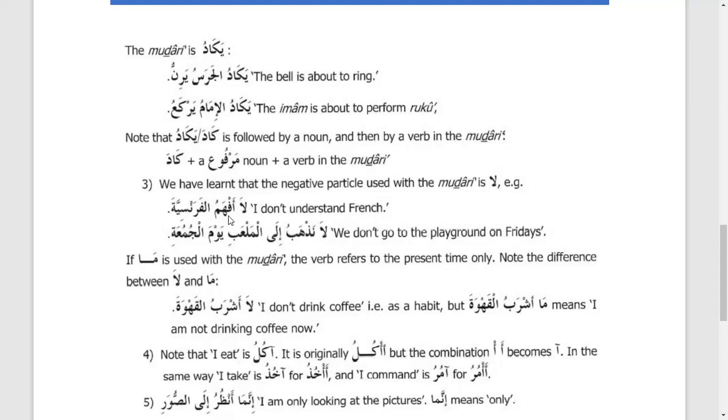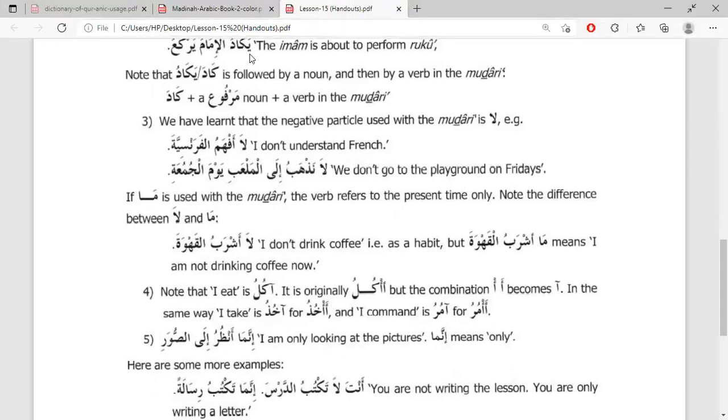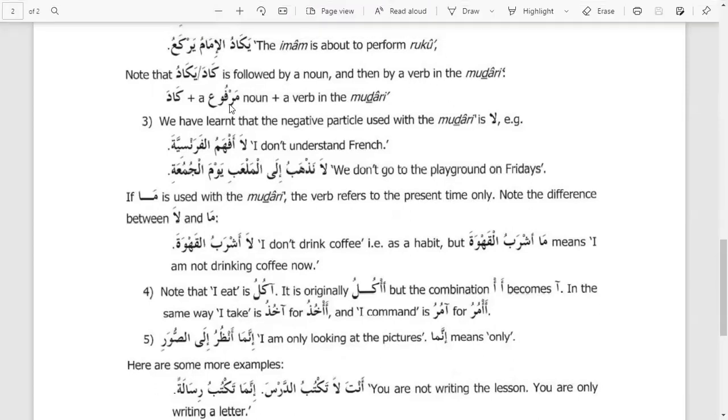La al-nafia, the la of negation, doesn't make any change in the verb. And then we say لا نذهب إلى الملعب يوم الجمعة, we do not go to the playground on Fridays. So this is also la al-nafia, where we are saying that we don't do such an activity on Friday.